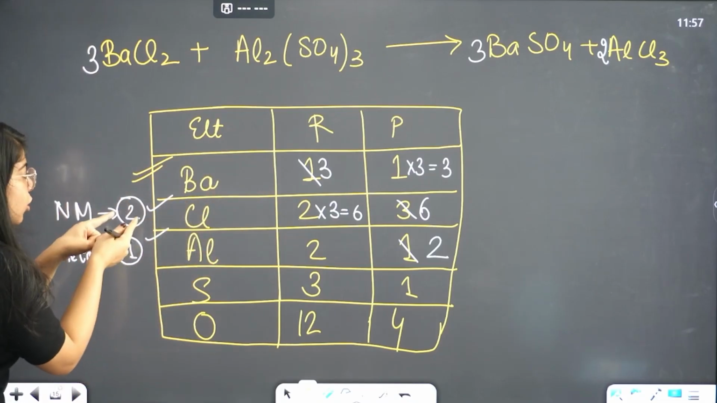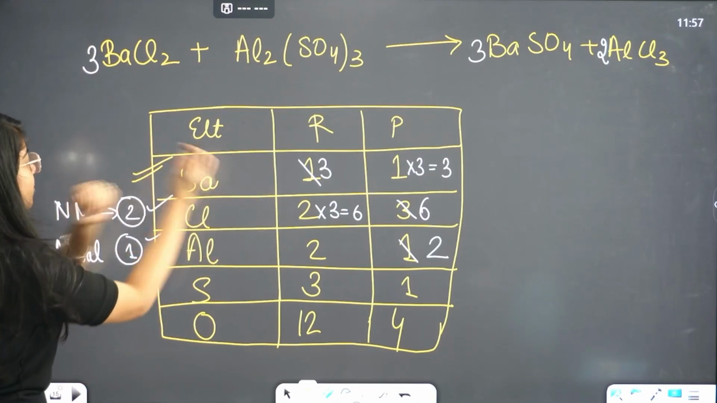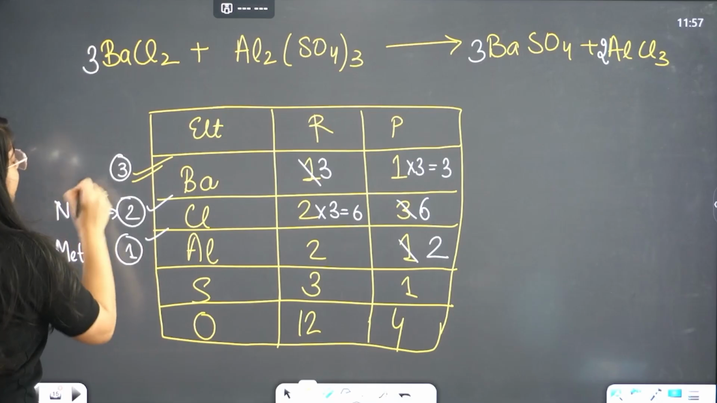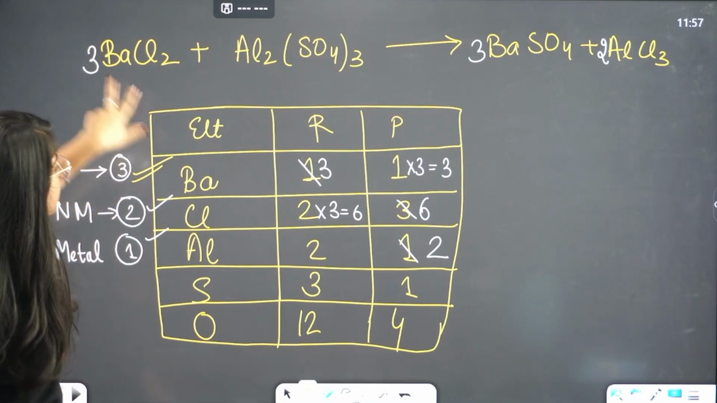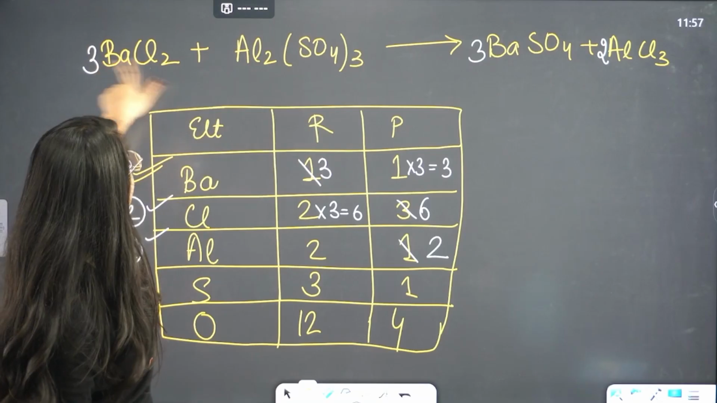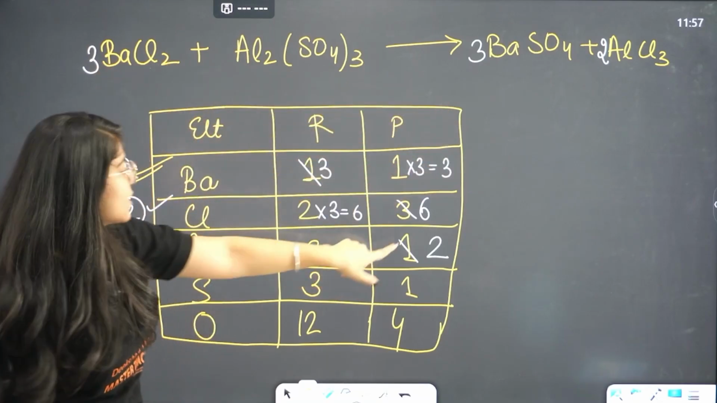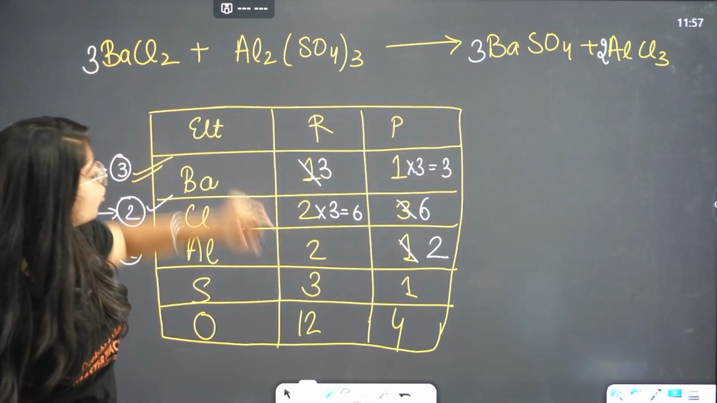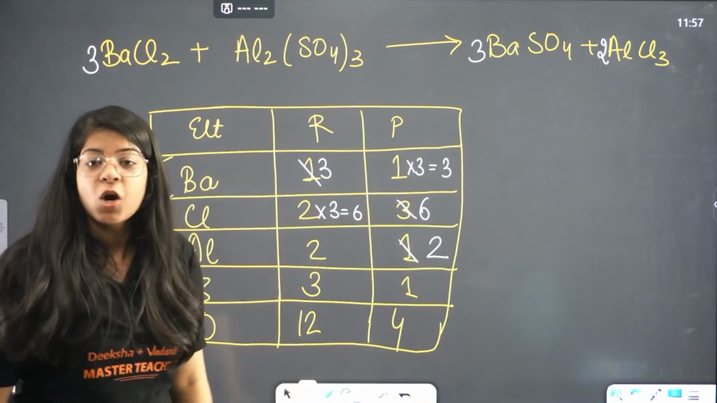But while balancing chlorine, we unbalanced barium, so we balanced barium as well, on the third number. Now see, barium is balanced, 3, 3. Chlorine is balanced, 6, 6. 3 into 2, 2 into 3, 6. So these are balanced. Aluminium is 2, and here there is already 2.